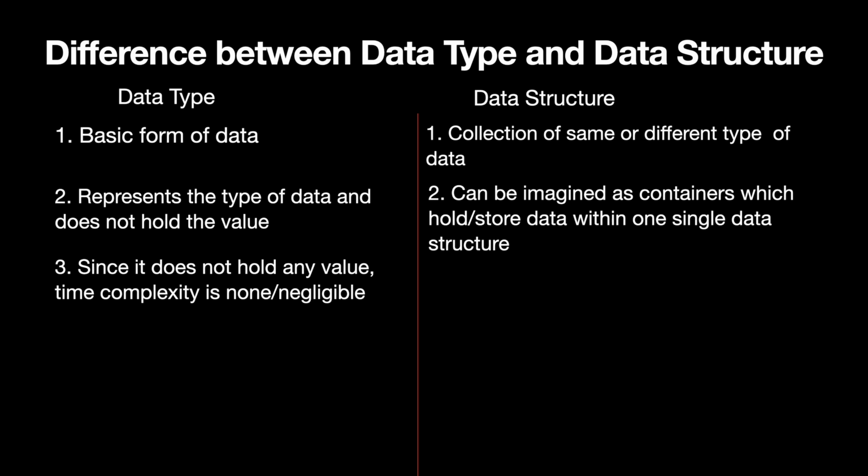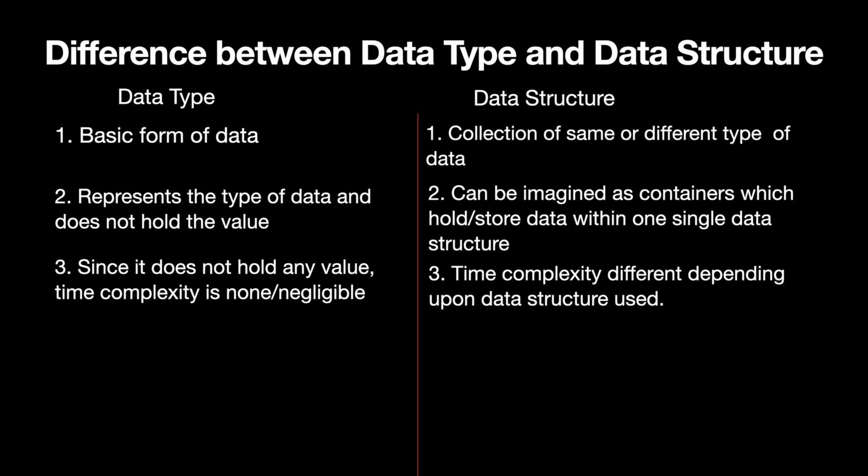Next one is that a data type is not holding any value, so here the time complexity is very low, you can say none or negligible. On the other hand, time complexity in a data structure differs depending upon the data structure that we are using and the algorithm that we are going to use on them.